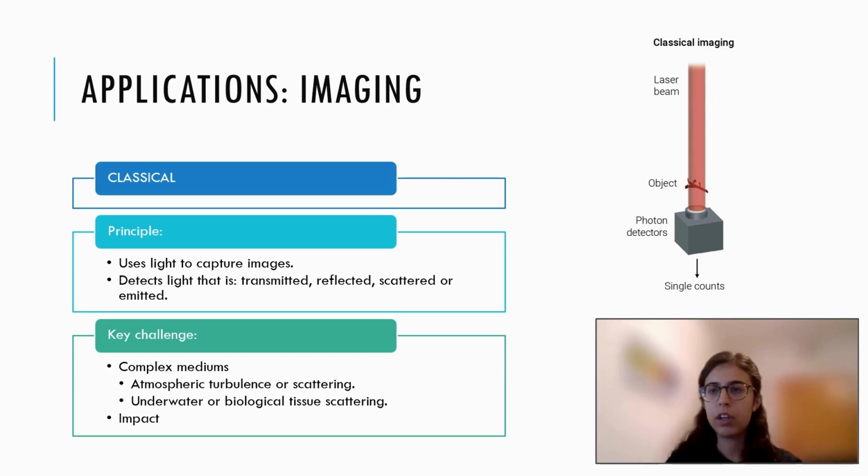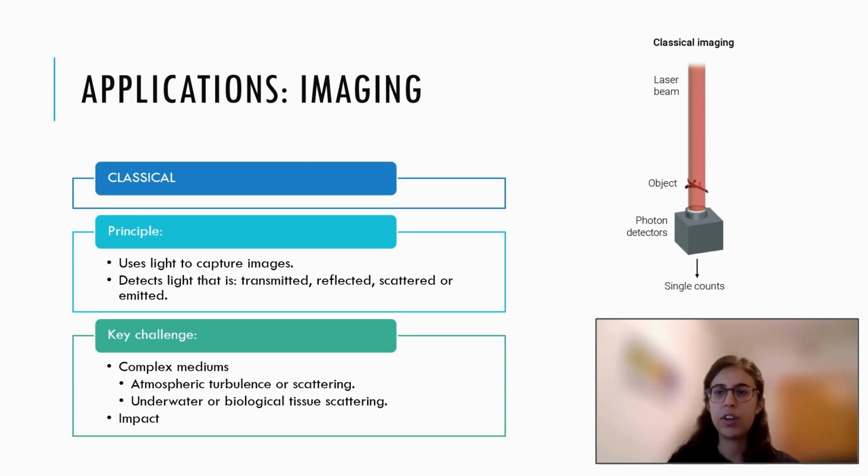So classical optical imaging uses light to capture images of objects or tissues, and it involves illuminating the subject and detecting the light that is either transmitted, reflected, scattered, or emitted by it. However, imaging in a complex medium such as atmospheric turbulence, atmospheric scattering, underwater, or in biological tissues, scattering has always been a key problem to overcome in optical imaging applications. This is because the light signal becomes distorted or scattered during transmission or reception. These distortions can degrade image quality, making it hard to resolve fine details or detect objects.